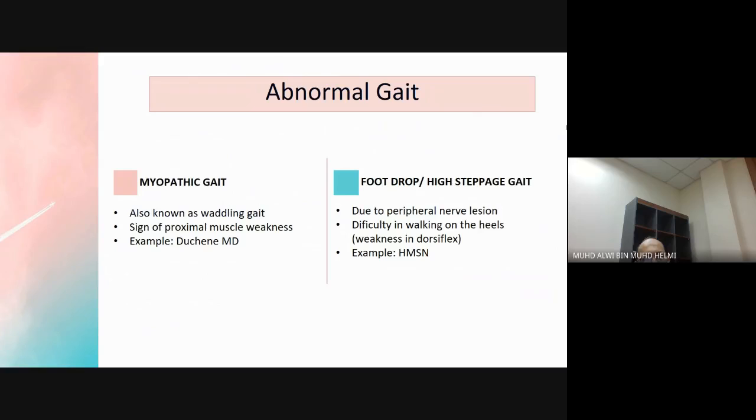But they will usually have myopathic gait associated with Gower sign because they have proximal thigh weakness. Foot drop, most of the time, is because of a lower motor neuron problem, and it's associated with sensory loss. Okay, next.